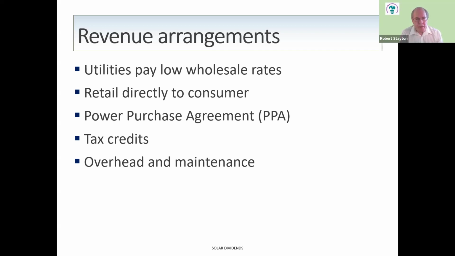In a PPA, an electricity consumer contracts to buy your power on a long-term basis at a fixed rate that rises slowly with inflation. You can get the higher retail rate with this arrangement. There are also tax credits that reduce the capital outlay, and of course, you must take into account additional expenses like overhead and maintenance.